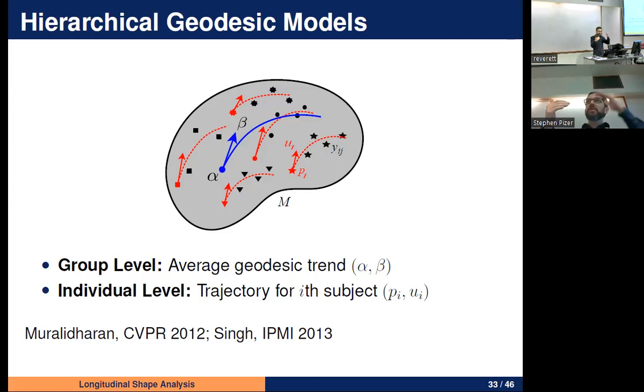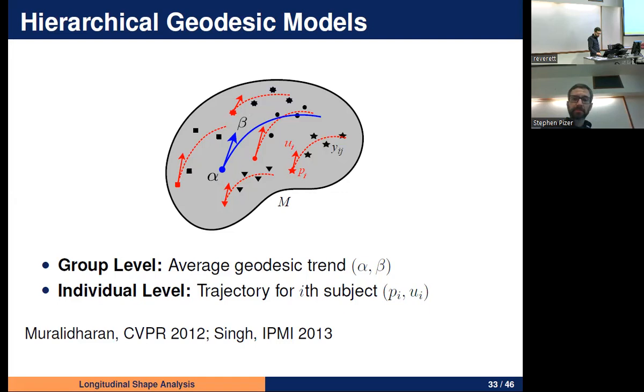And so the average trend in our case is going to be a hierarchical geodesic model. Hierarchical, because you have this average geodesic, that's the blue curve, parameterized by an initial condition, position and velocity, which I'm calling alpha and beta. And then these individuals, which have different little cartoon symbols for the data points, are going to be just perturbations of this blue geodesic. They have their own position and velocity, but the position and velocity is a perturbation like that.